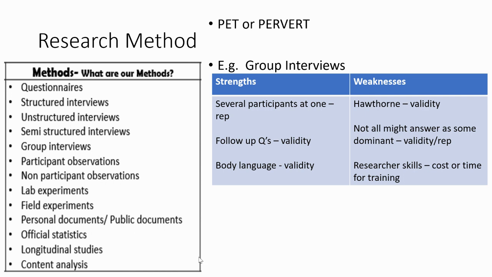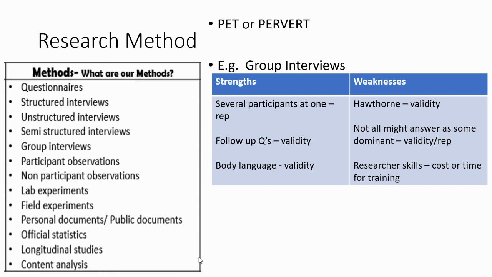Just a very simple strengths and weaknesses. So if we've got group interviews as the research method in the context, just write down 2 or 3 strengths and weaknesses. And that allows you to then pick the ones that you know most about and the ones that you think you could write about. So for instance, a strength of a group interview is that you can have several participants at one time. So this increases your sample size. So this means that it's more representative.